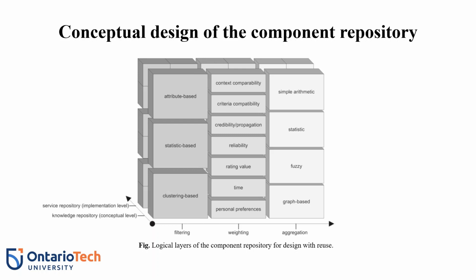So, this is the conceptual design of the component repository, and there's a figure which shows the logical layers of the component repository for design with reuse. These are some things that Kamalpreet mentioned earlier. So, reuse-based software engineering can be implemented on different levels of abstraction, ranging from reuse of ideas to the reuse of already implemented software components from a very specific application area. Therefore, the developed repository provides this knowledge for reuse on two logical layers, as can be seen in the figure.